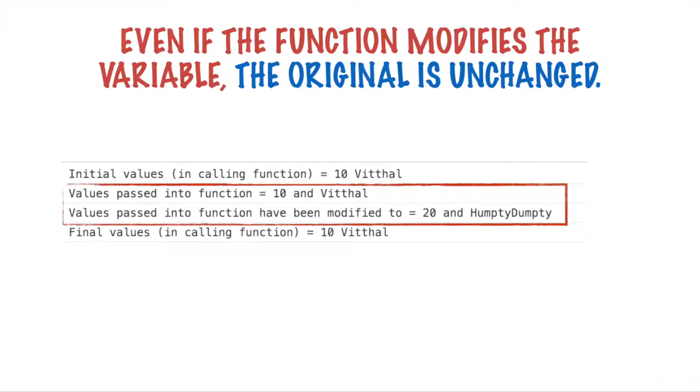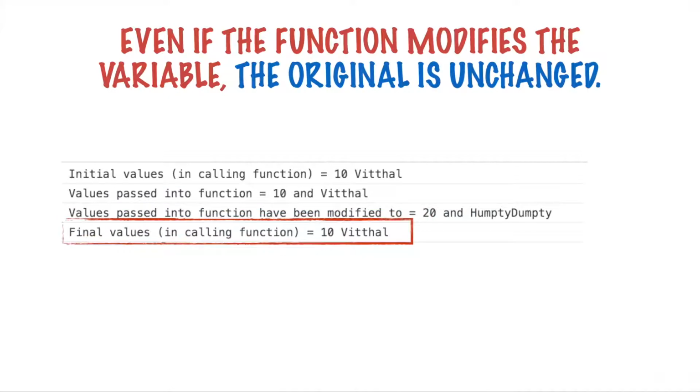When control returns to the calling code after modify x has been called, the final values in the calling function are 10 and Vitthal, exactly the same as the initial values. They've remained untouched. The reason for that is modify x only got copies of the number and the variable that we passed in. Modify x performed its operations on the copies. The original in the calling code was not affected, and x and y in the calling code continue to retain their values of 10 and Vitthal.